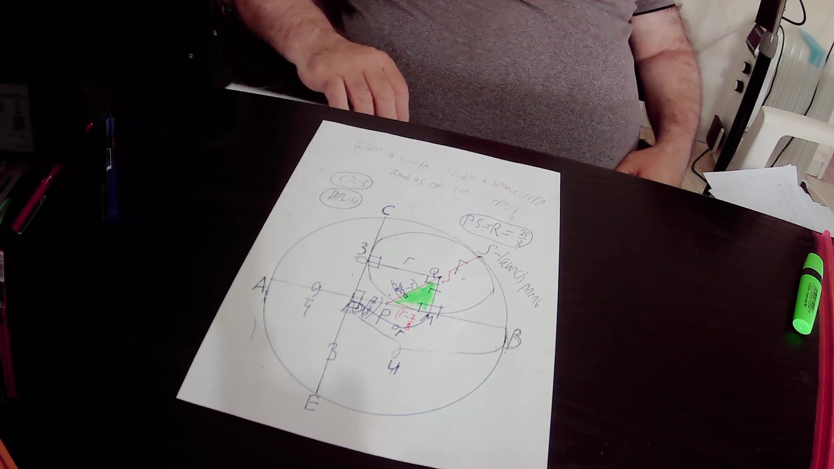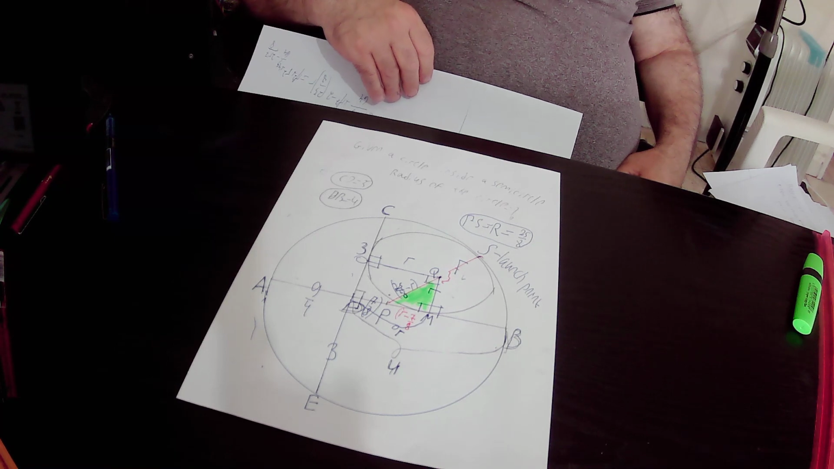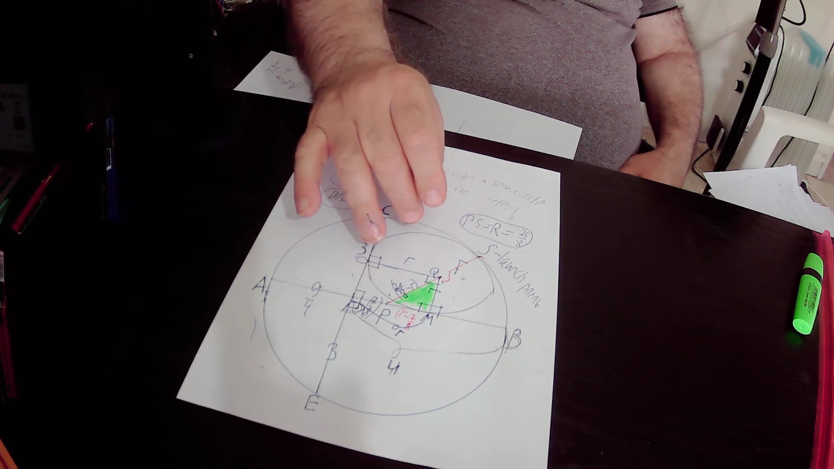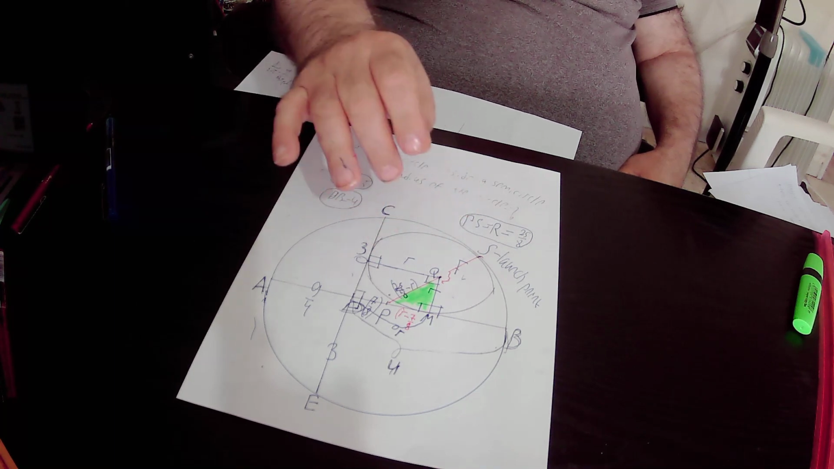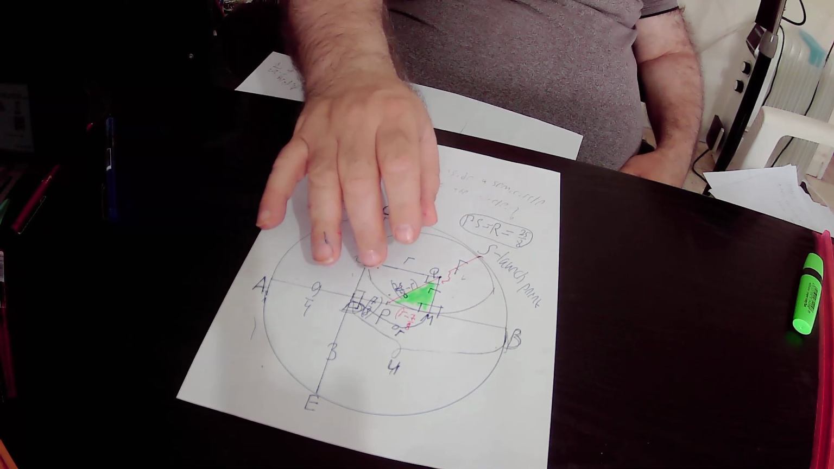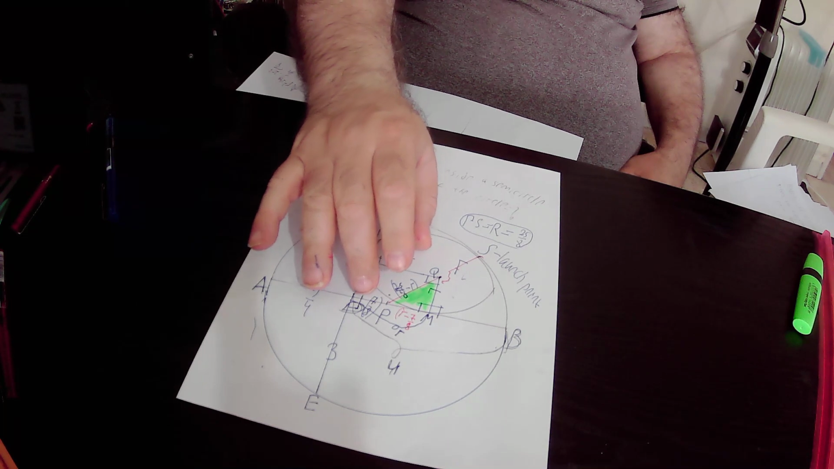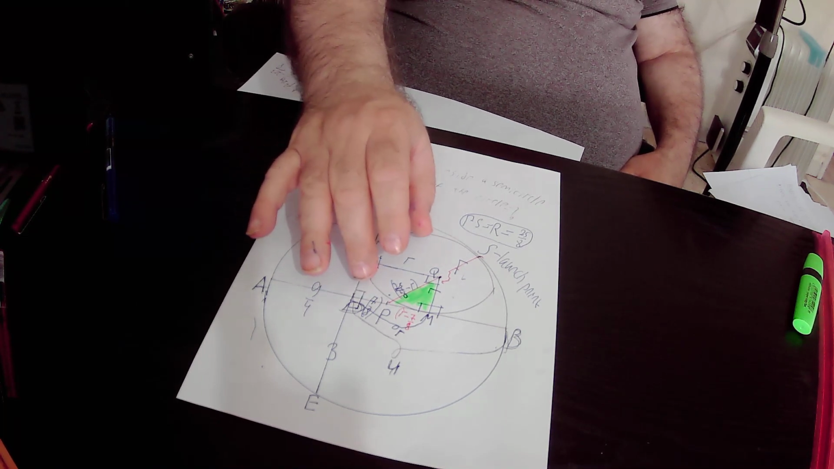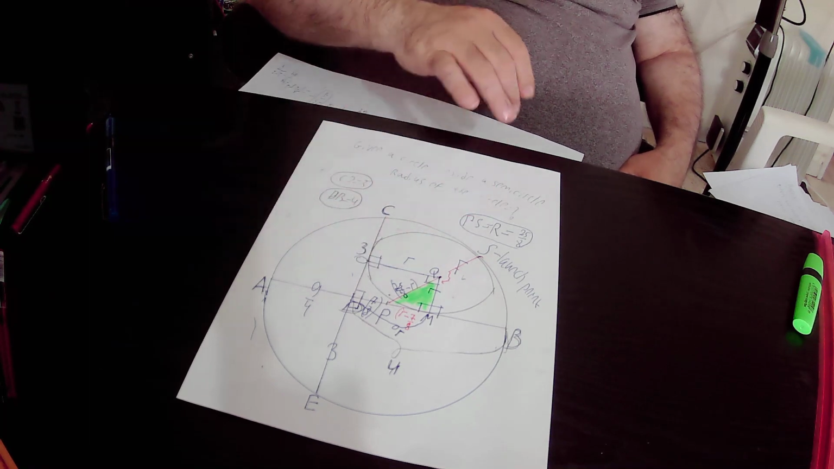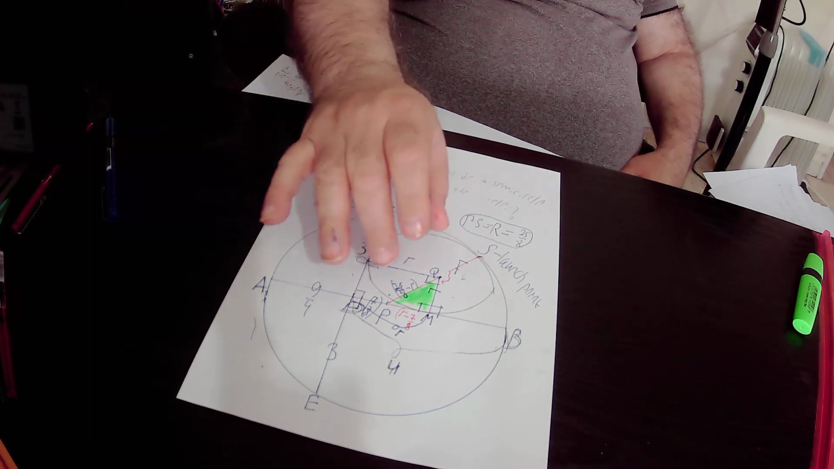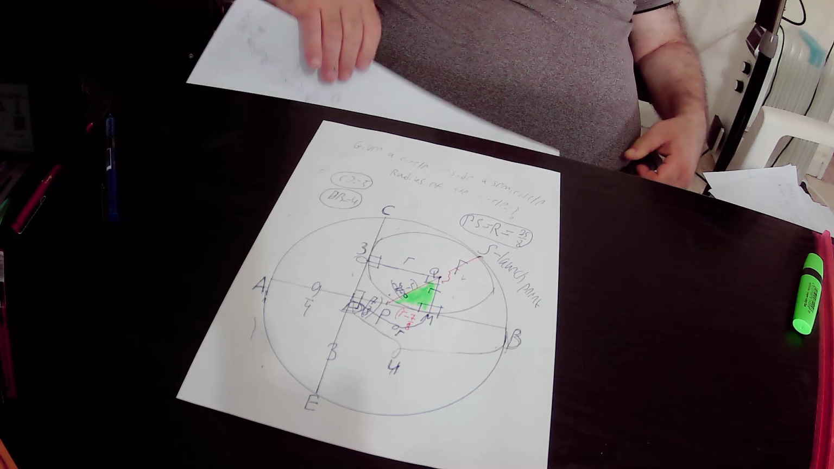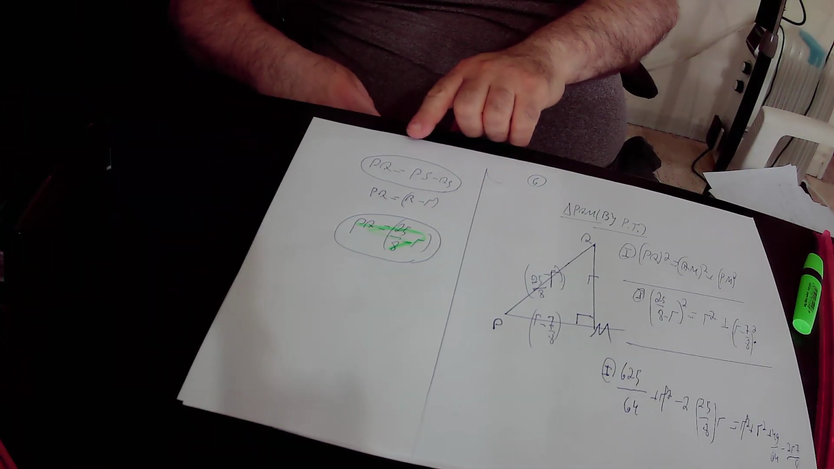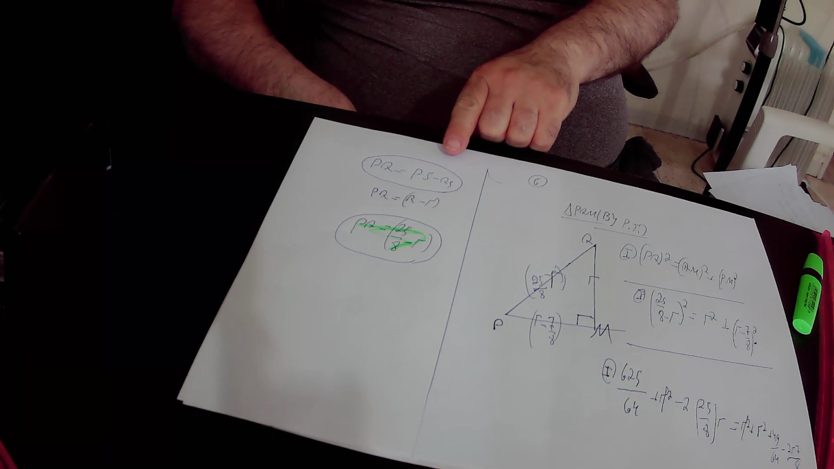Okay? So PS is the radius of the big circle, and QS is the radius of the small circle. And what is the length of this line segment PQ? From the drawing, it is very easy to see that PQ equals PS minus QS. I'll repeat again: PQ equals PS minus QS.